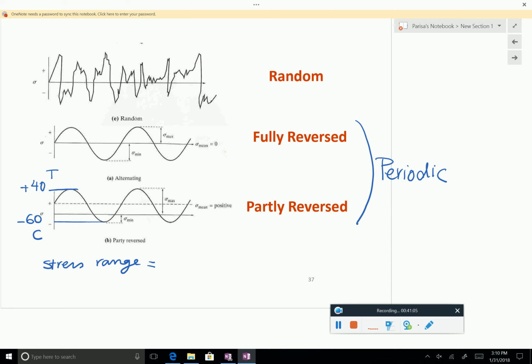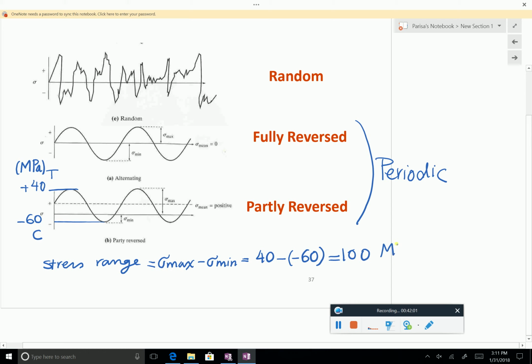So a stress range would be sigma max minus sigma min. How much is it? 100, right? 40 minus negative 60, don't forget the signs. And you see visually that it makes sense. You need to take into account the signs. The range is actually 100 megapascal.